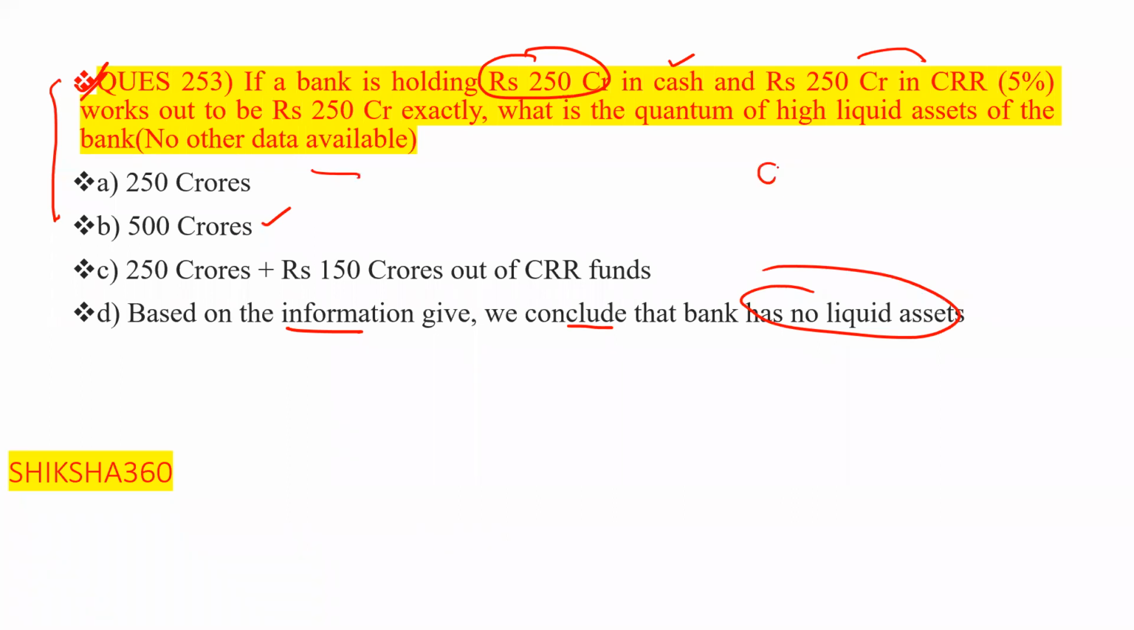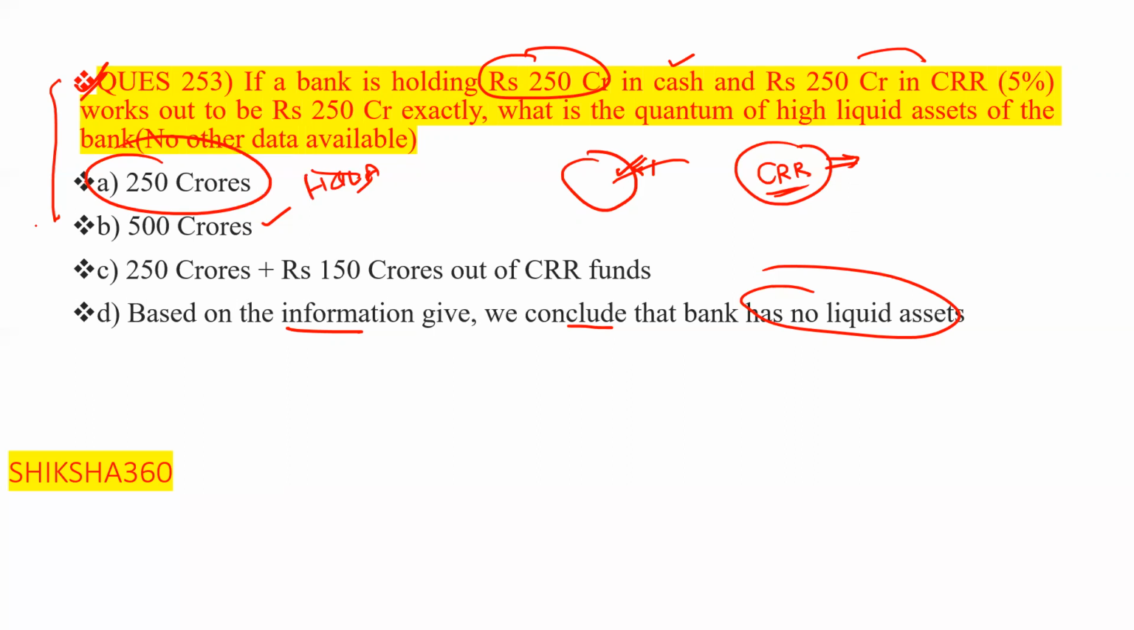Clear? So CRR is cash reserve ratio, but this has to be maintained as per the rules and regulations. So how much is the HQLA left to the bank? That is 250 crore. So option number A is the answer. This much is to be left in the banks.